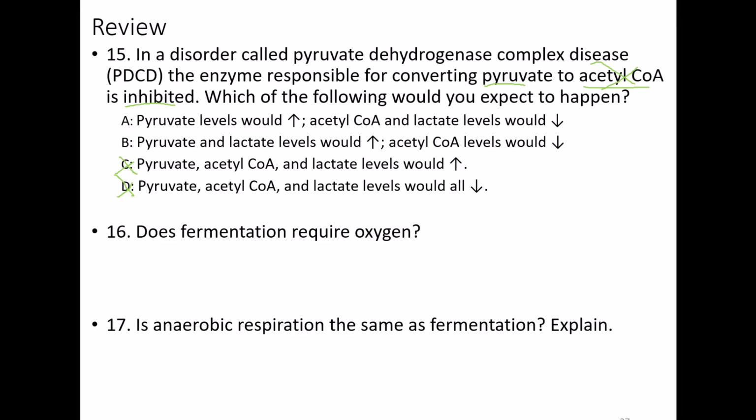So now what's tricky is we have to think about lactate, right? How do we get lactate? We get lactate when we are doing fermentation. When would we do fermentation? We would do fermentation when we can't do the rest of aerobic respiration. So the lactate levels would actually increase because we can't go on to the citric acid cycle if we don't have acetyl coenzyme A, so we'd have to do fermentation. So 15, the correct answer is B. Pyruvate and lactate levels would go up, acetyl coenzyme A levels would go down.